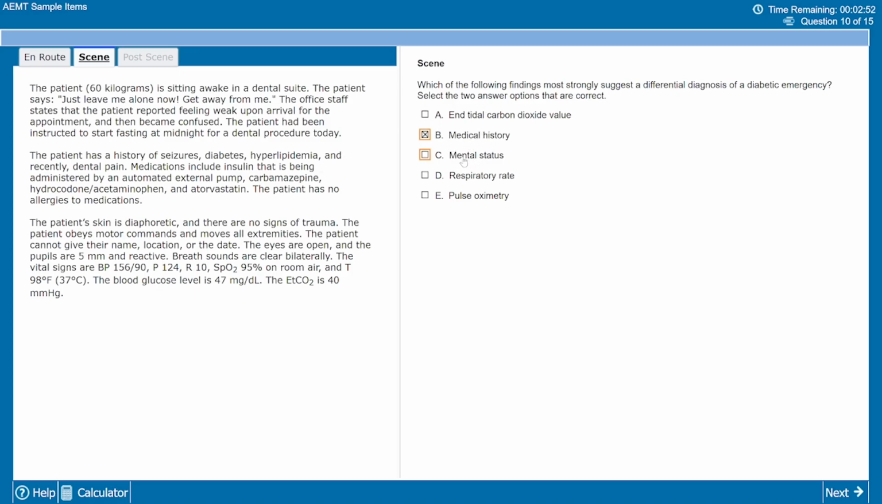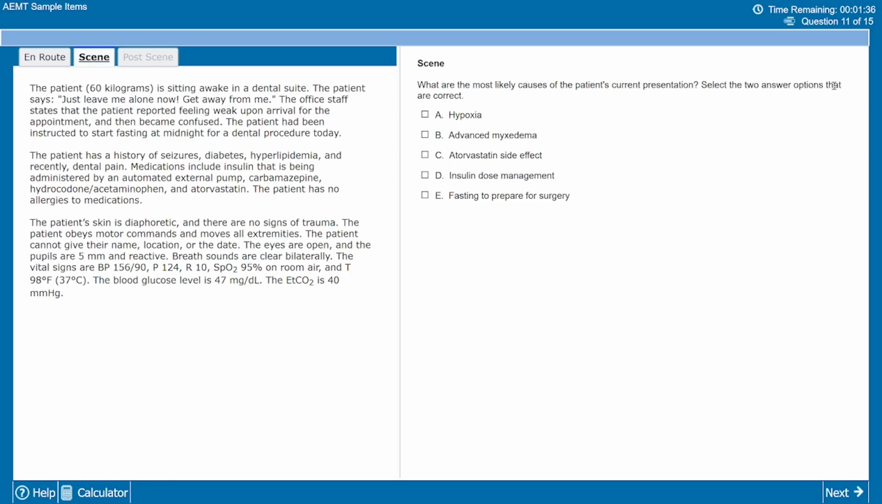Mental status. This would lead me to believe that they are experiencing a diabetic emergency, so I'll lean towards that. The respiratory rate is fairly low, so I would consider potentially this could be right, so I'd put a squiggly line here. And the pulse oximetry is within the normal range, so I wouldn't be worried about this. So with some deductive reasoning, the best two option choices for me would be the medical history as well as the mental status. The next question is, what are the most likely causes of the patient's current presentation?